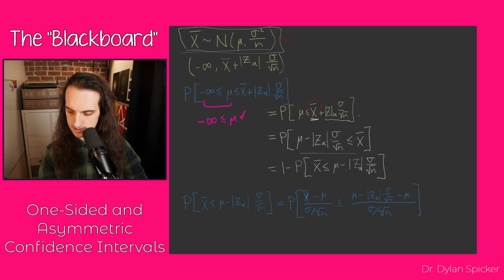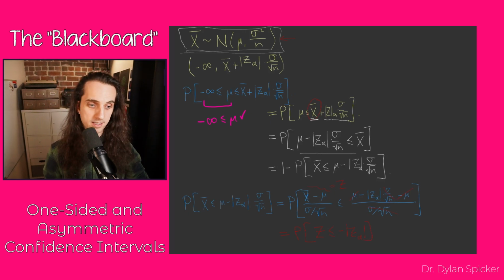Okay, and we can come in and simplify these things a little bit. This mu is going to cancel with that mu. The sigma over root n is going to cancel with that sigma over root n. And so that's going to be the probability that, and we normally would call this term here equals Z, right? So that's going to be the probability that Z is less than or equal to negative z alpha, right? And we're almost done here.